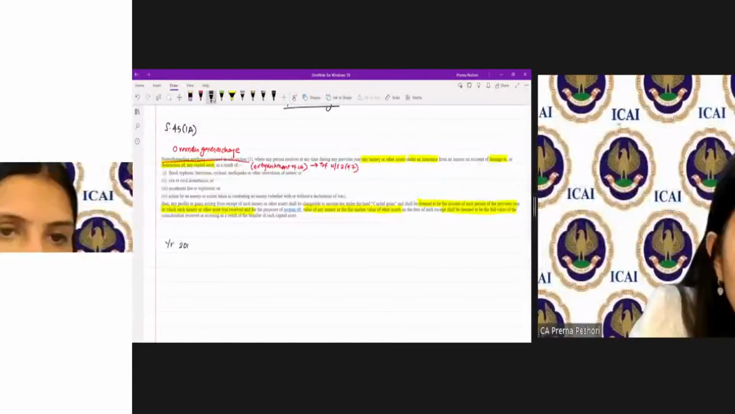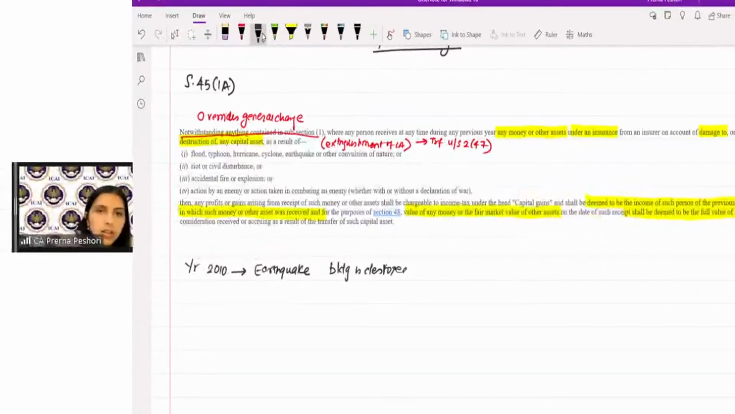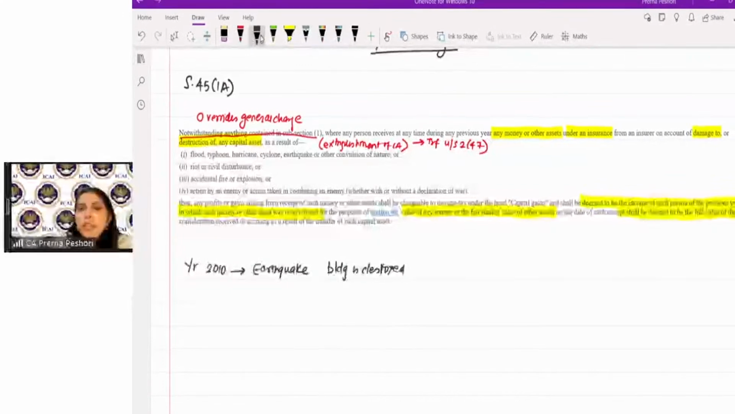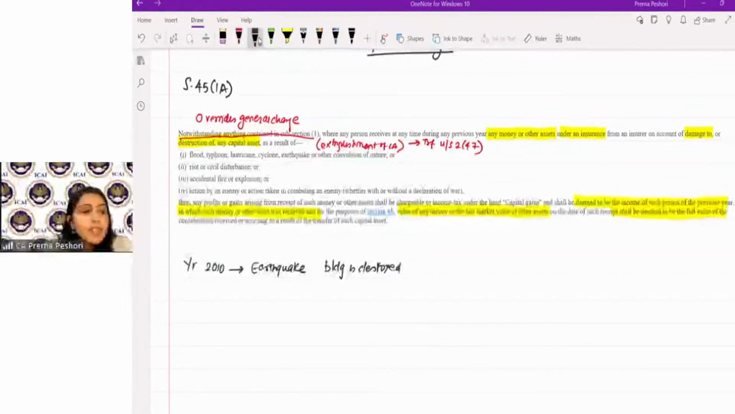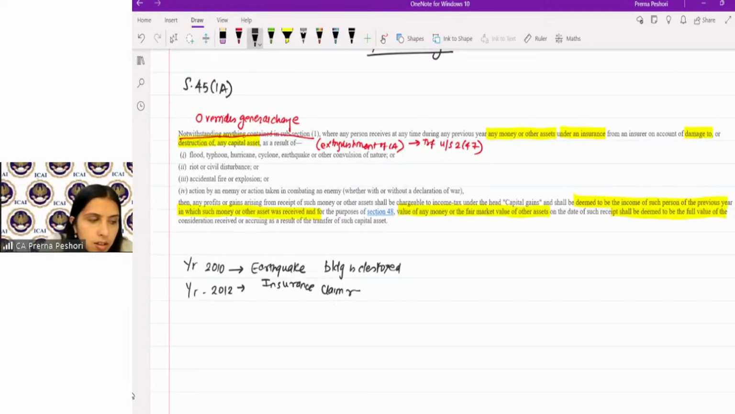In the year 2010, due to the earthquake, the building is destroyed. Due to the earthquake, the building is destroyed. Right? Now, I have received the insurance claim in the year 2012. Now, when the asset got destroyed in 2010, so transfer took place in 2010 because there was the extinguishment of the capital asset. There was the extinguishment of the capital asset, right?